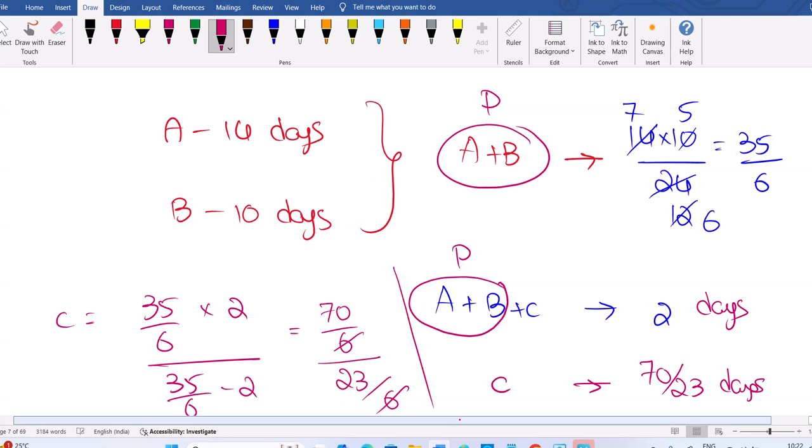We have been given all these inputs already. If they are given alone, how to calculate together. If together is given, how to calculate alone, we discussed. If you use that knowledge, you can still solve this question.